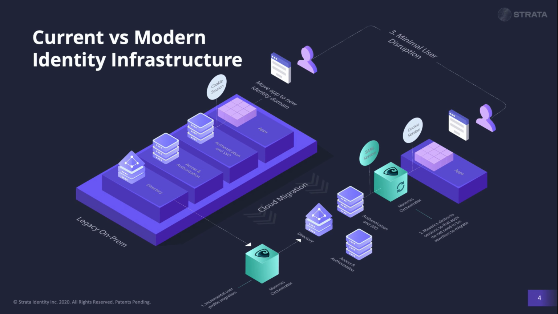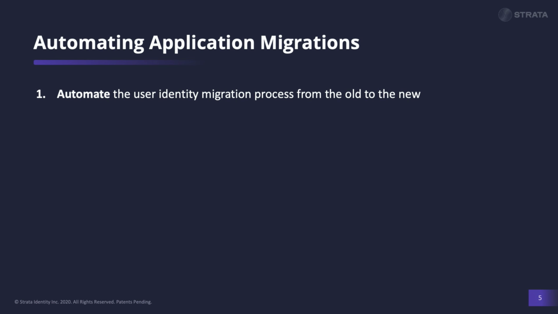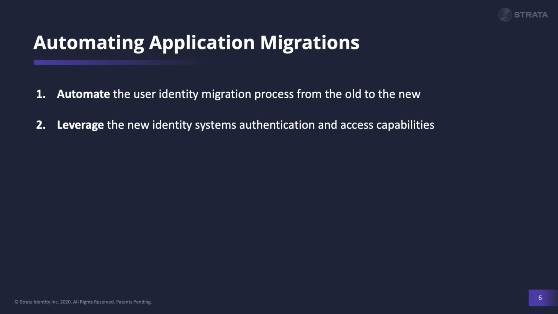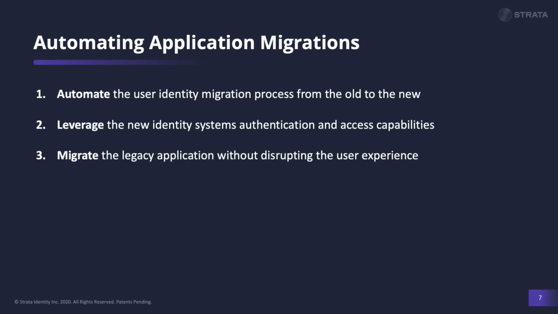Now, when automating application migrations, you need to do three main things. 1, automate the user identity migration process from the old to the new. 2, leverage the new identity system's authentication and access capabilities. And 3, migrate the legacy application without rewriting it, without disrupting the user experience.